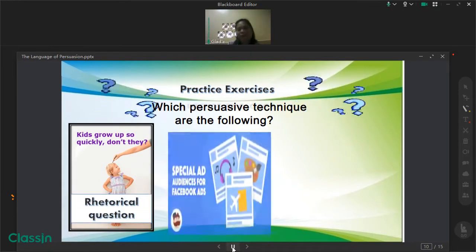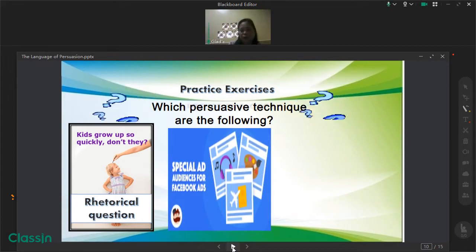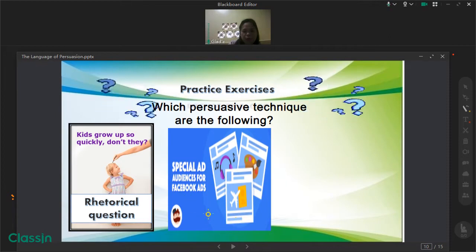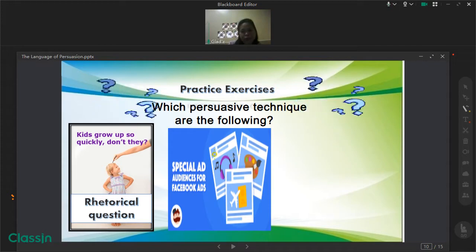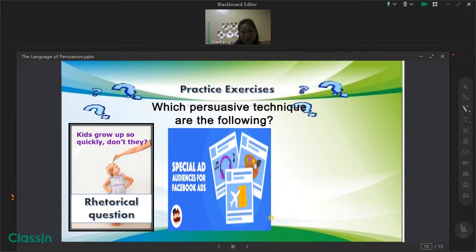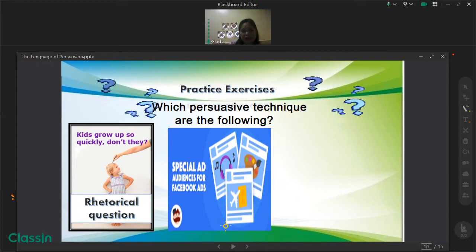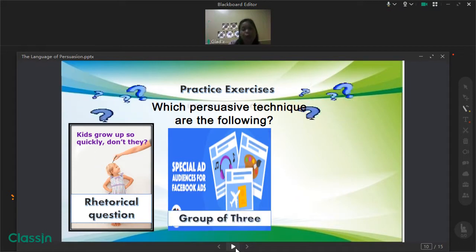And then next one, special ad audiences for Facebook ads. Okay, so analyze carefully the pictures. We have special ad audiences for Facebook ads. We have the songs, arts, or the travel, no? So they use three things. So that is a group of three.